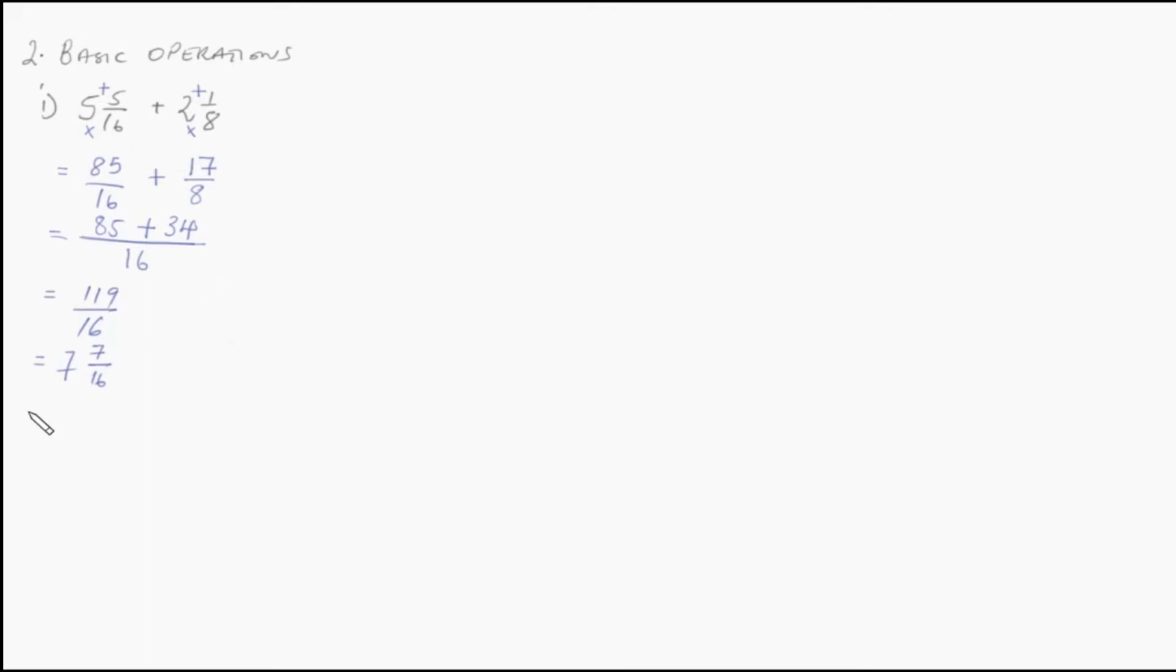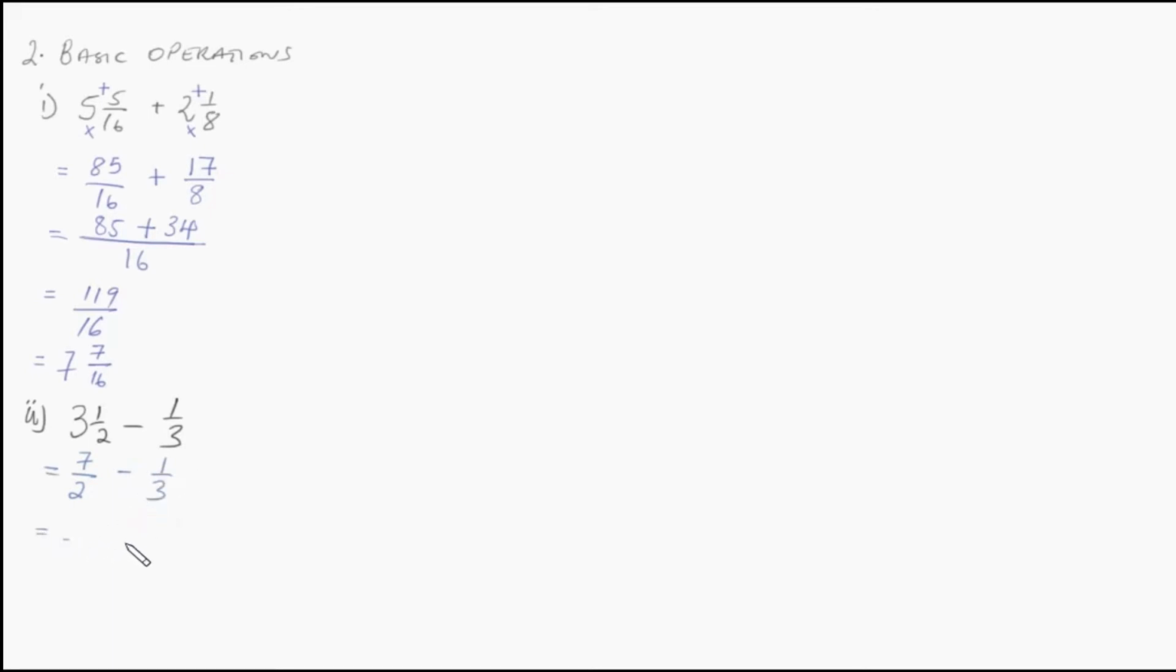Let's go to example 2. We say 3.5 minus 1 over 3. This is a mixed number, this is a fraction. So let's work out this. What we need to do here is just to change this into an improper fraction. 2 times 3 is 6 plus 1 is 7. 7 over 2 minus 1 over 3.